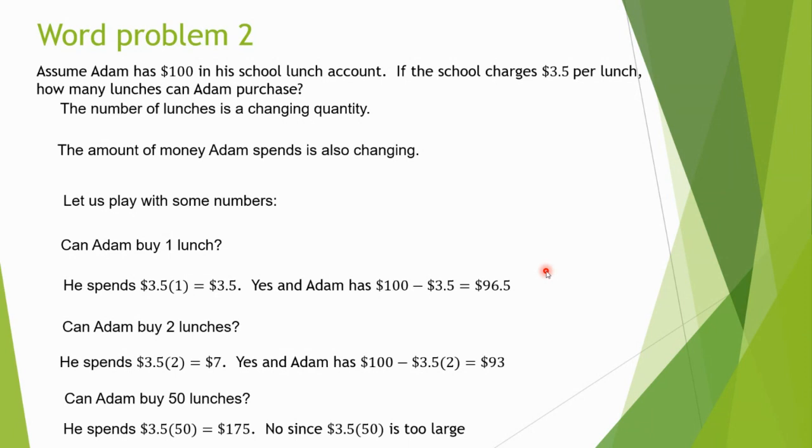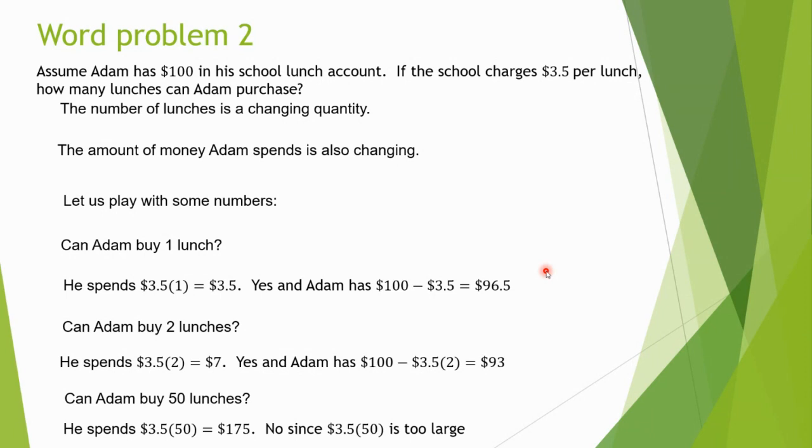So obviously there's some limit in how many lunches he can buy. And they want us to figure out how many lunches he can buy. What's that limit? And also, I think they want us to know how much he has left.